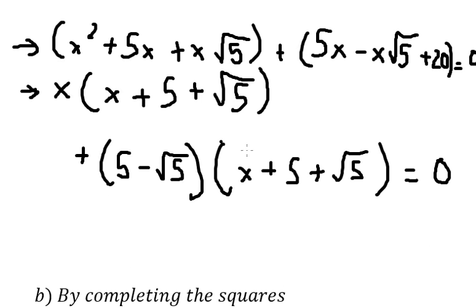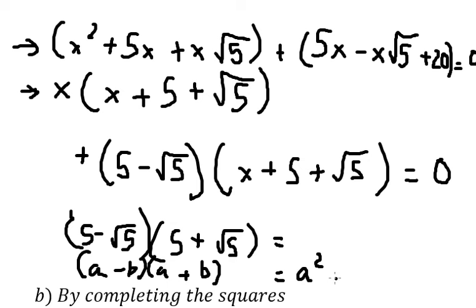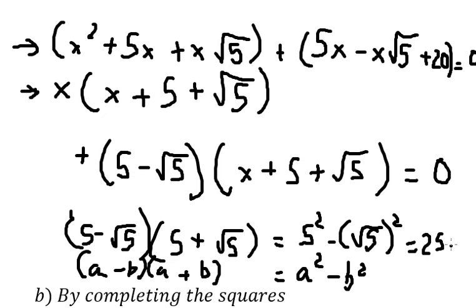because this one multiplied by this one, you will have about a minus b multiplied by a plus b, and that is about a square minus b square. So this one we have 5 square minus the square root of number 5 square, and this one we have 25 minus number 5, and this one they return back to number 20.